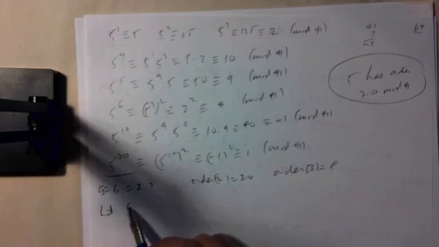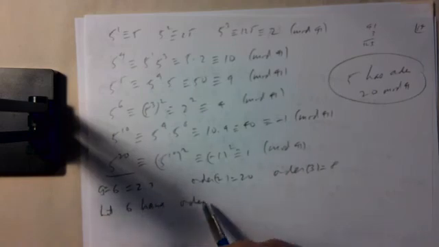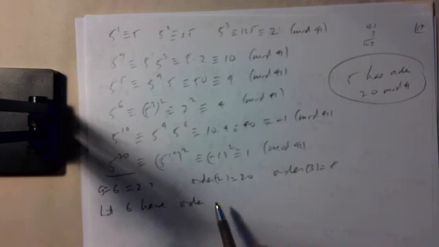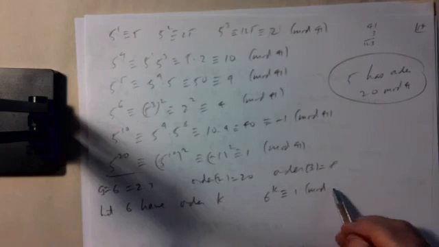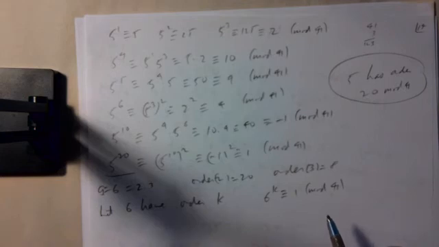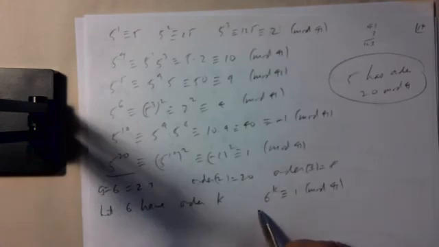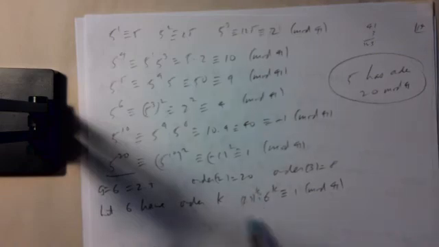So let 6 have order k. So 6 to the k is congruent to 1 mod 41. And 6 is 2 times 3. So that means 2 to the k times 3 to the k is congruent to 1 mod 41.